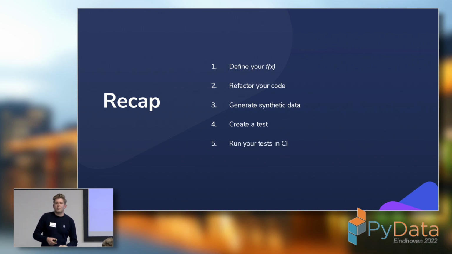Alright, a short recap of how you can make your data pipelines more robust using tests. First, think of what your actual function is, so what is your Python logic that contains the business logic. Then refactor your code so that this part of your Python code is also an actual function. Then you need to generate some synthetic data to make it testable. Then you create a test, and finally I would recommend that you create a process in your CI in order to automate this part.